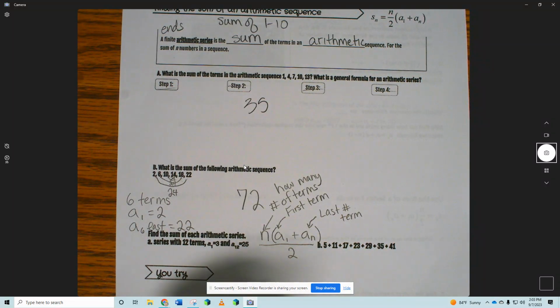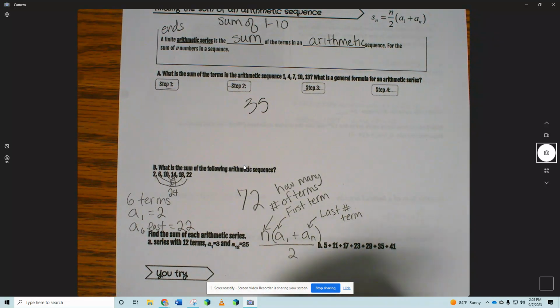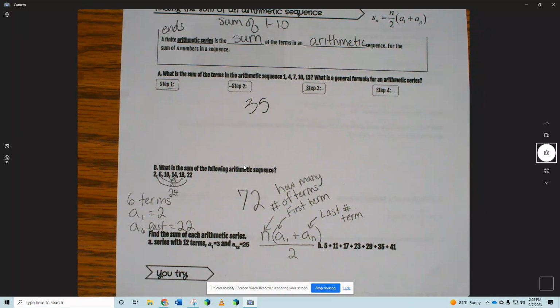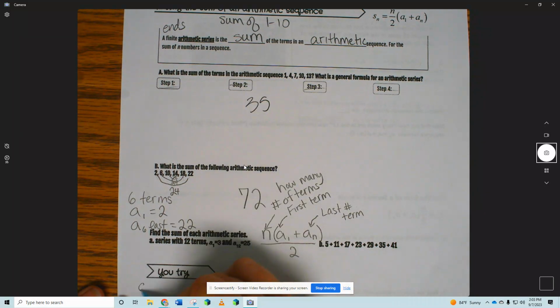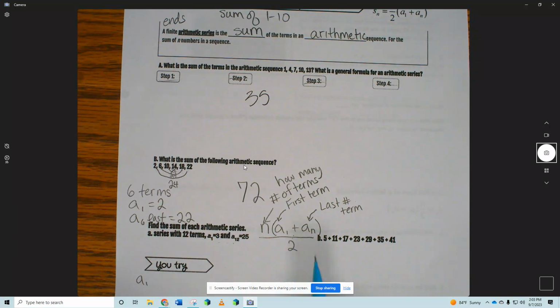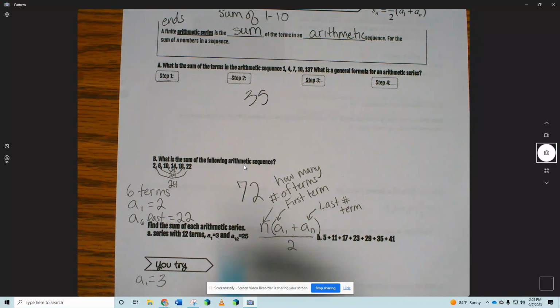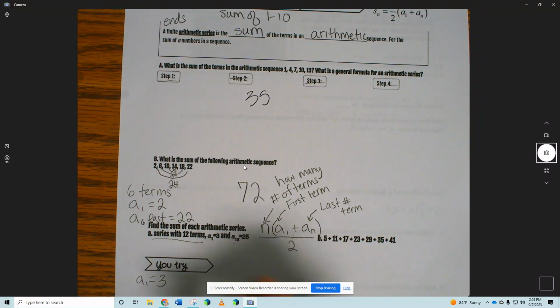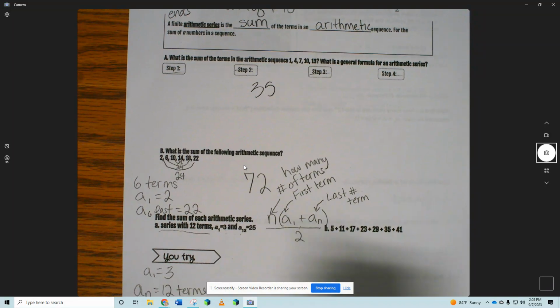I need this space, so I'm going to delete that. The first term, find the sum of each arithmetic series. I'm going to use this list. I don't have my complete list out, but this formula here is going to help me. So the first term, I always have to know. A sub 1 is 3. A series with 12 terms. A sub n is 12 terms. That's correct.